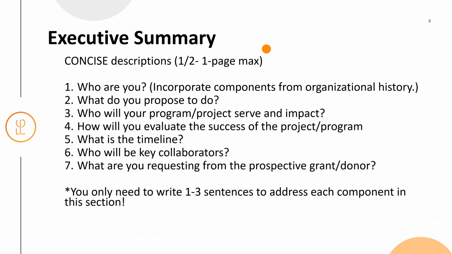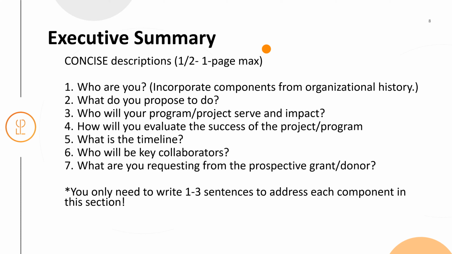Who are you? Give some stories from the organizational history. You're going to repeat that little bit of that organizational history. We are Raleigh, North Carolina's oldest organization focused on hunger disparities, whatever that might be for you. What do you propose to do? We propose to serve a minimum of 100 children in our after-school program and improve their academic performance in the areas of reading and math. Who will your program or project serve and impact? We intend to serve a minimum of 100 children from such and such school in the 3rd grade. You can say that in a few sentences.